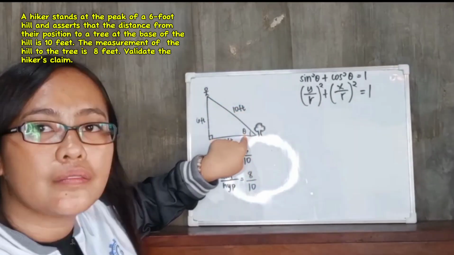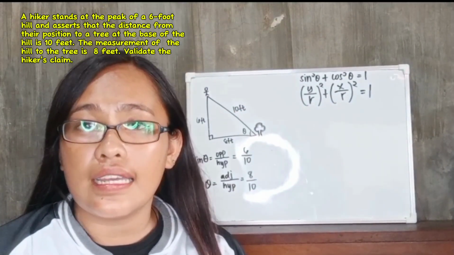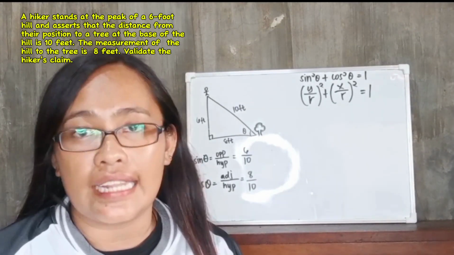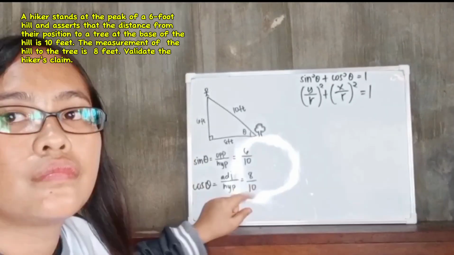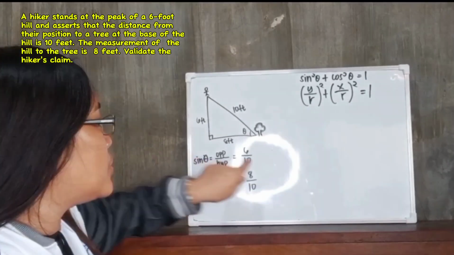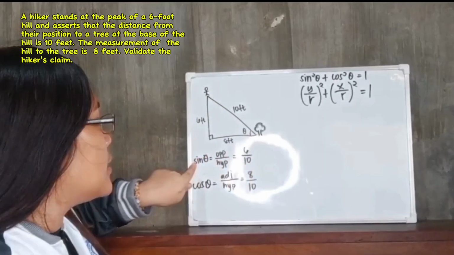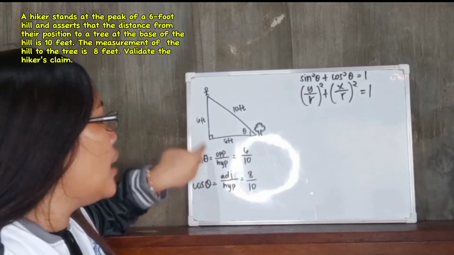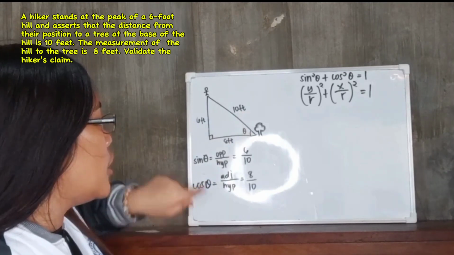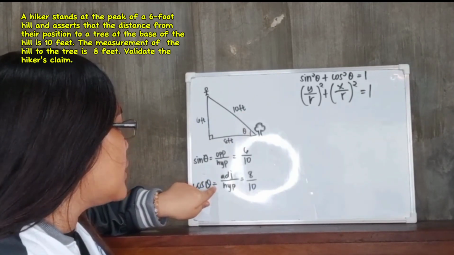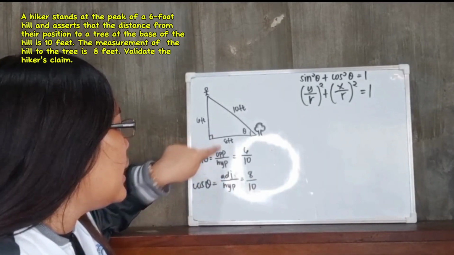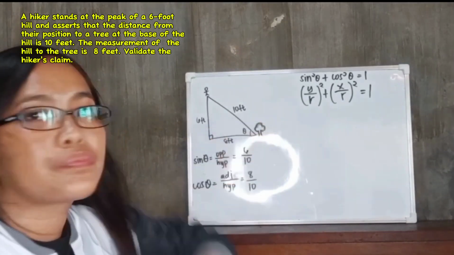Before we prove that the distance measurement is correct, let's first identify the values of sine and cosine. For sine, we have 6 over 10, since sine is equal to opposite over hypotenuse, where opposite is 6 and hypotenuse is 10. For cosine theta, it is equal to 8 over 10, since adjacent is equal to 8 and hypotenuse is equal to 10.